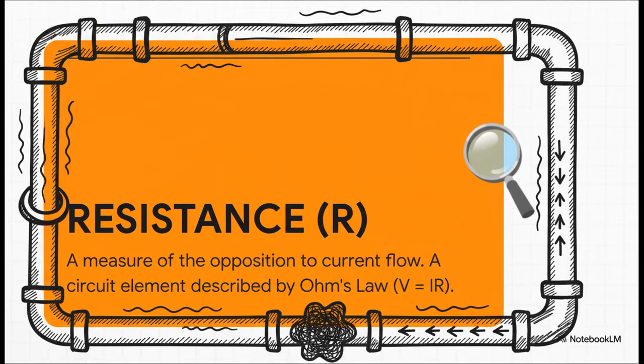And the third member of our trio is resistance. In our water system, this is basically anything that gets in the way of the flow. It could be a really narrow section of pipe, maybe a clog, or even just the natural friction of the water rubbing against the pipe walls. Resistance, which we measure in ohms, slows down or impedes the current.